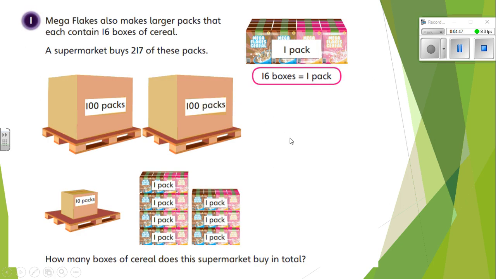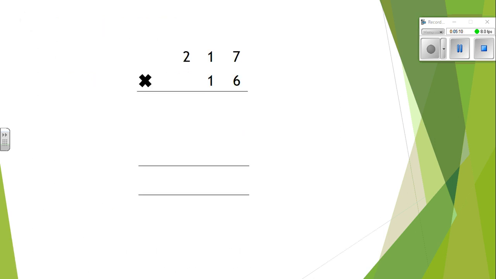So, Mega Flakes also makes larger packs that each contain 16 boxes of cereal. A supermarket buys 217 of these packs. How many boxes of cereal does the supermarket buy in total? So again, there's 16 boxes in each pack, and the supermarket buys 217 of them. What calculation do we need to work out how many boxes there are altogether? Of course, we do 217 multiplied by 16.